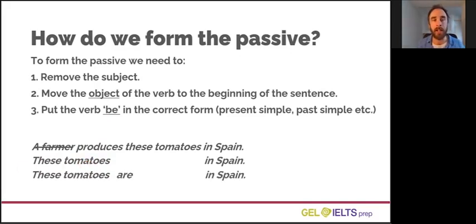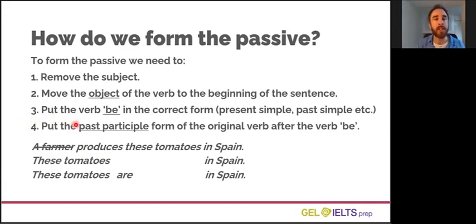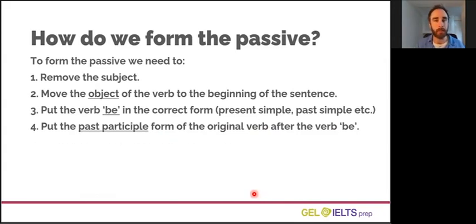These tomatoes are. Then I'm going to use the past participle form of the original verb after the verb be. What is the original verb? It's produce. What's the past participle form of produce? Well, luckily this is a regular verb, so produced. These tomatoes are produced in Spain. Let's look at another example.